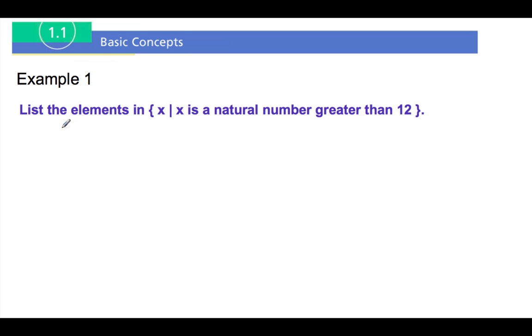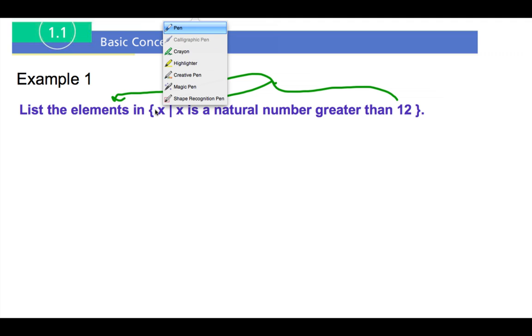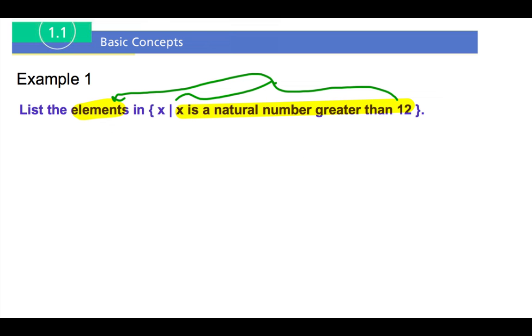So example 1: list the elements in, remember right here, so we're going to be able to read this. All right, so this is the set of all elements of x such that x is a natural number greater than 12. Okay, so let's list the elements. What are these elements right here? Again, whatever is inside of here, those are going to be called our elements.